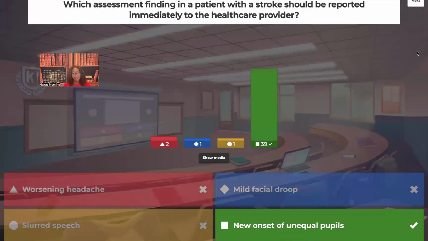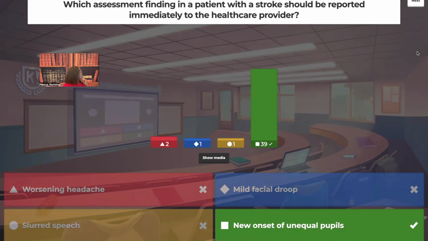Very good. Very good. Guys, on the live, what is the one word in that answer choice that made you know that's the correct answer? New onset of unequal pupils. What word? New. Very good. If something is new with your patient and it's good, okay, great. But if something's new and it's bad, that's always going to be your priority. I cannot stress this enough.